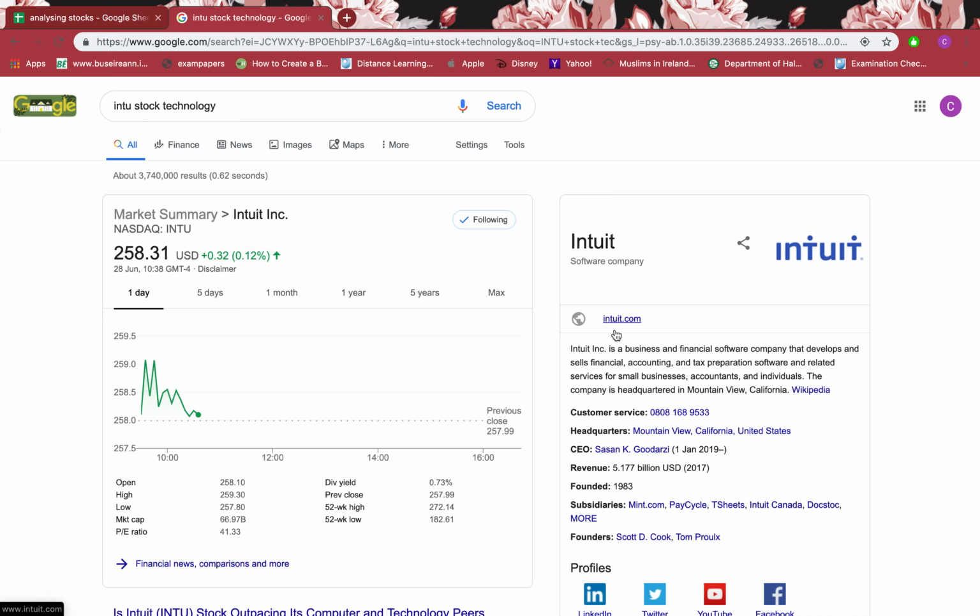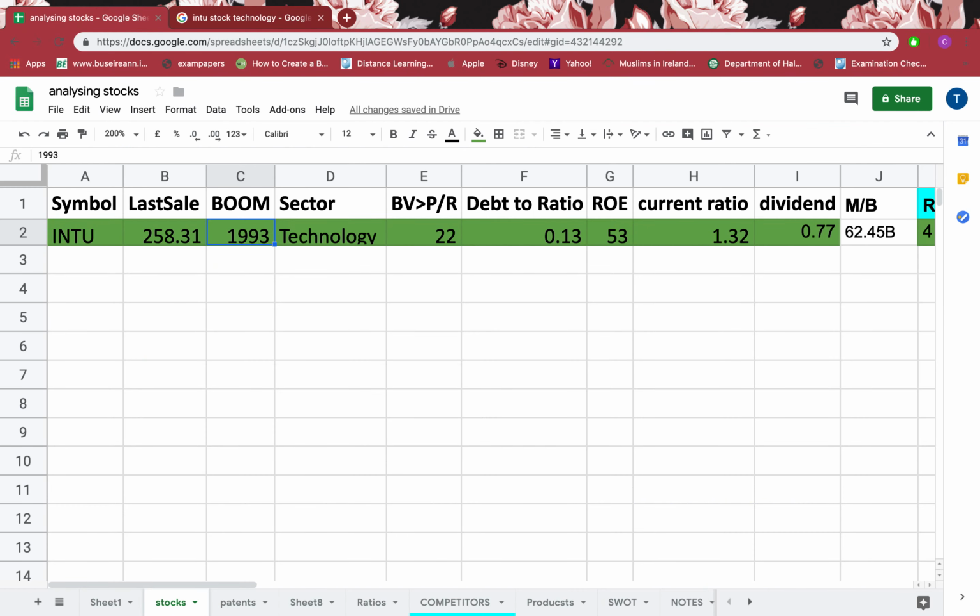The information on the right is from Wikipedia, and the information on the left is from Google. So let's see when it was founded. It was founded in 1983. Okay, and I have the wrong information. And the sector is technology. Okay, and I'll show you where you can get the sector.